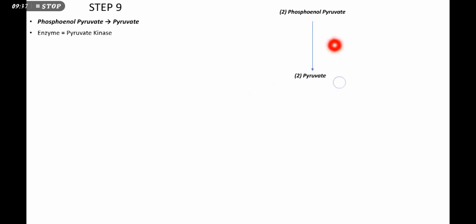So step 9 is another important step, another energy harvesting step, plus another irreversible step, and a major regulatory point, in which phosphoenolpyruvate is converted into pyruvate. This is irreversible, as the arrow suggests. The enzyme is pyruvate kinase. Kinase means transfer of phosphate. I already told you that phosphoenolpyruvate has one phosphate in it. So pyruvate kinase removed that phosphate and added it to ADP, and ADP was converted into ATP.